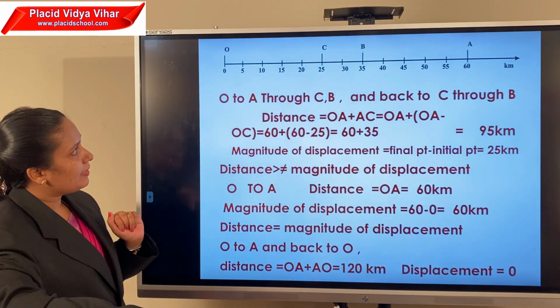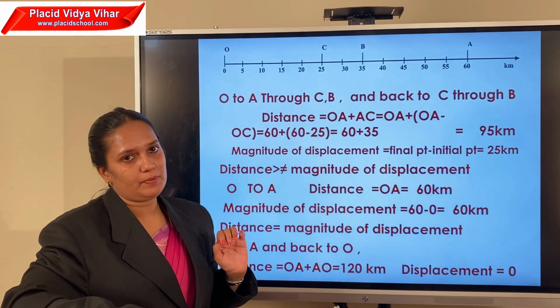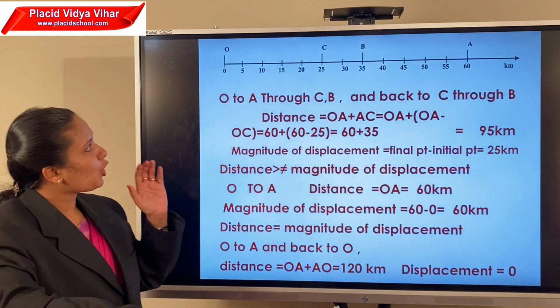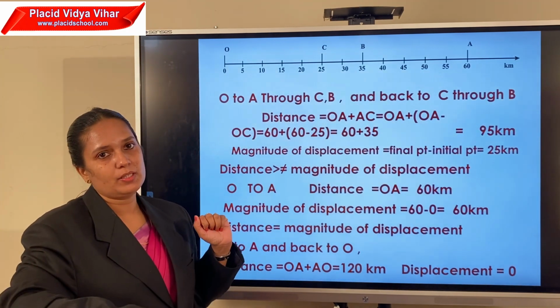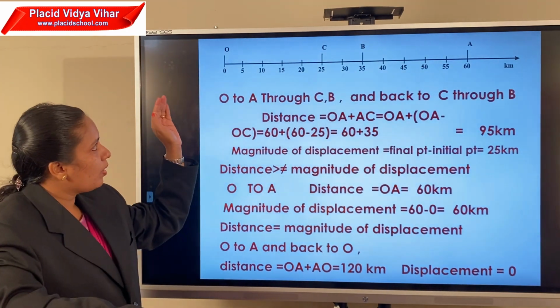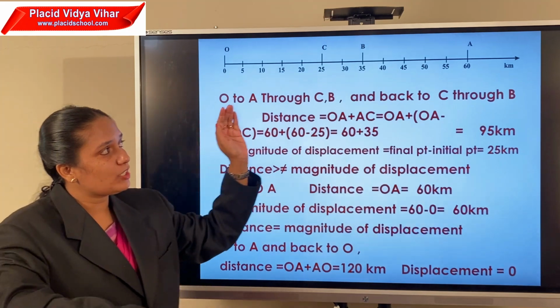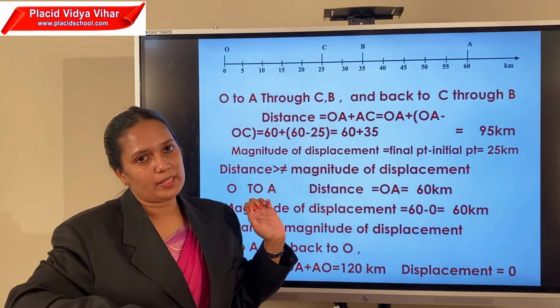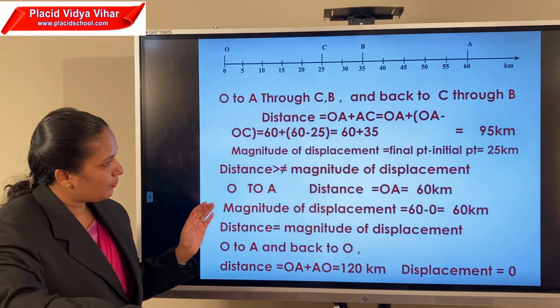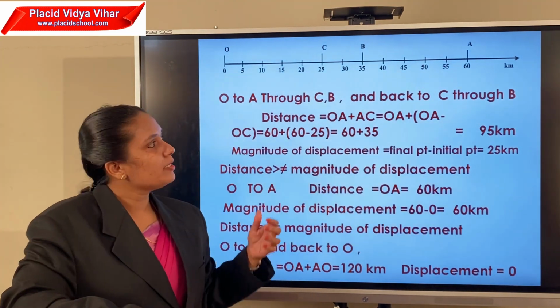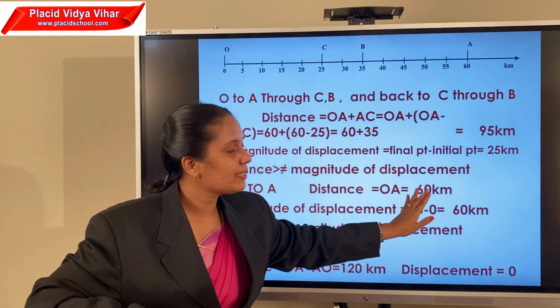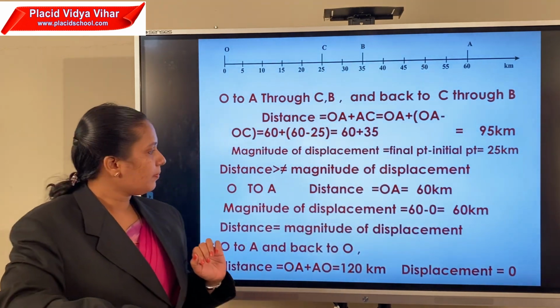So let us consider another motion of an object. In this case the object moves from O to A. So in this case O is the initial point and A is the final point. So to find distance we have to measure the length OA. So here OA equals 60 kilometer.